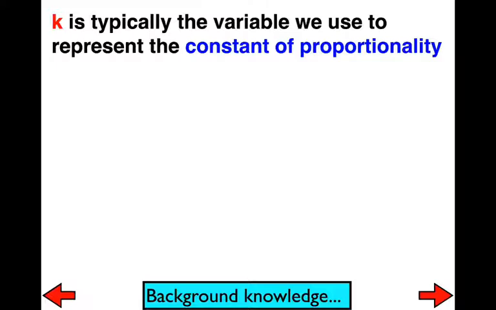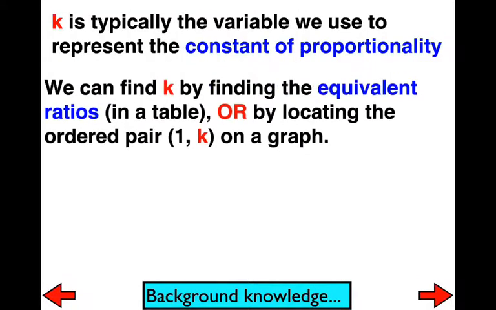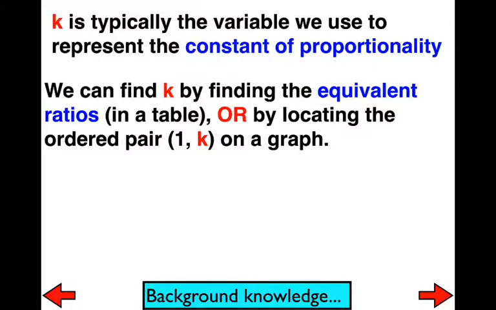We typically use the variable k to represent the constant of proportionality. We can find k by finding equivalent ratios in a table or by locating that very important ordered pair, 1 comma something on a graph. That something, that value where a k would be there, that's the constant of proportionality also.